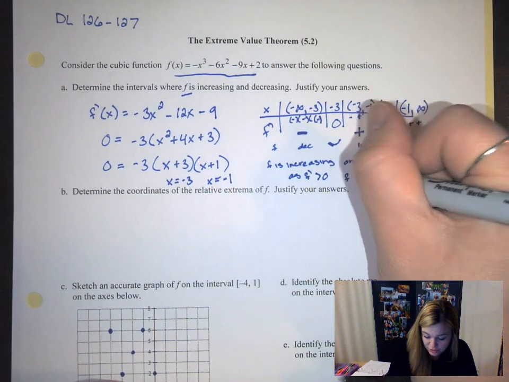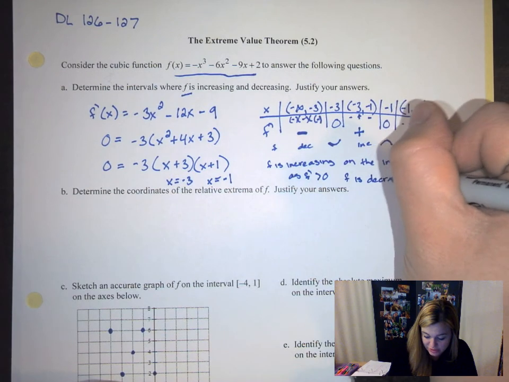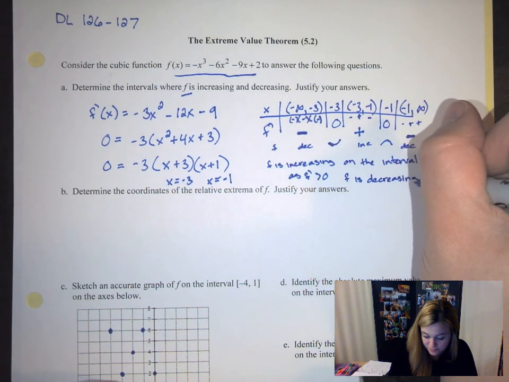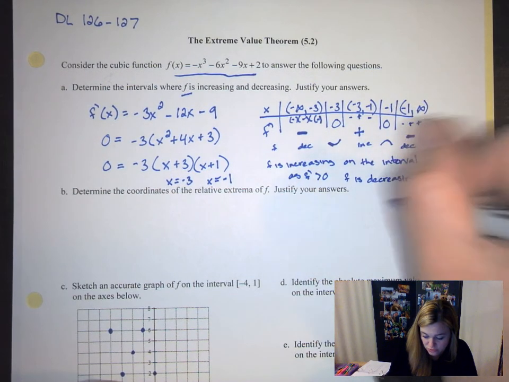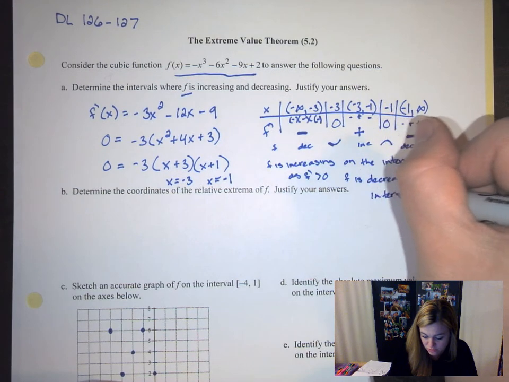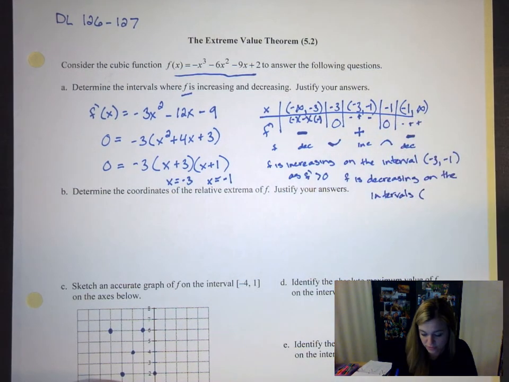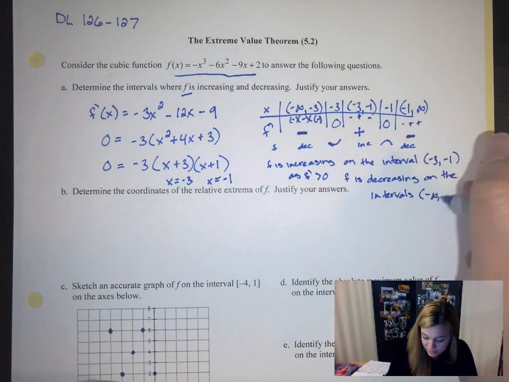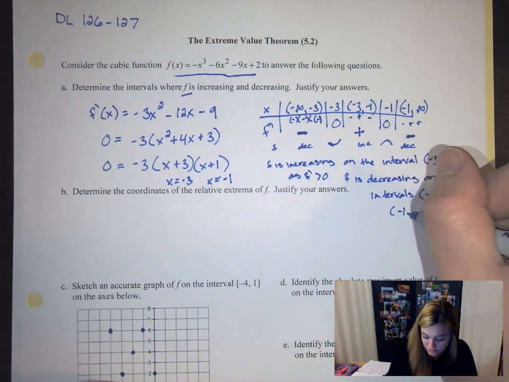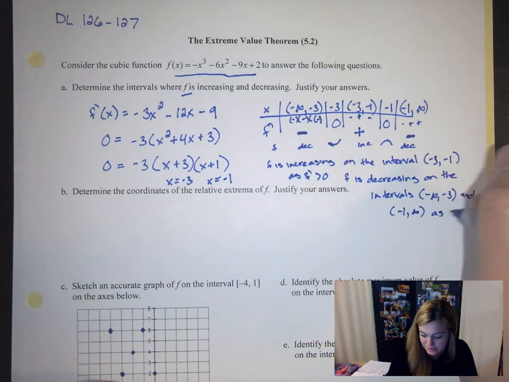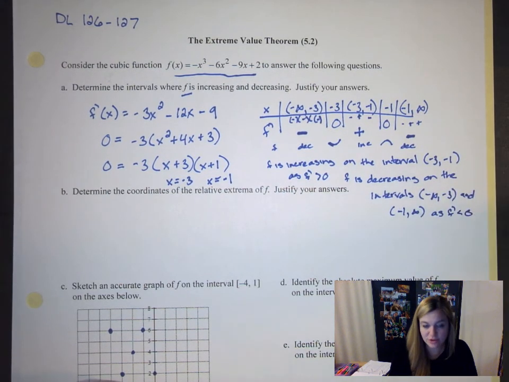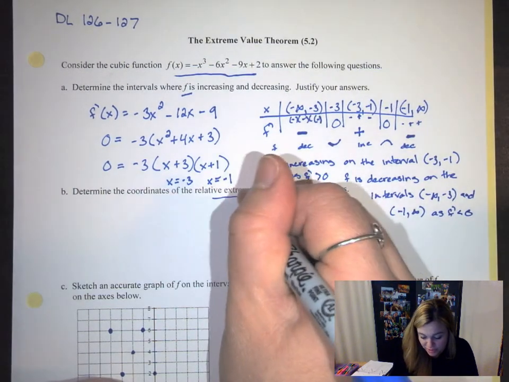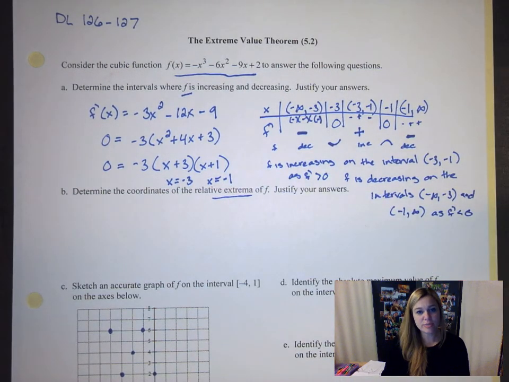And then decreasing. F is decreasing on the intervals negative infinity to negative 3, and negative 1 to infinity. And the reason is f prime is less than 0. Easy peasy lemon squeezy.